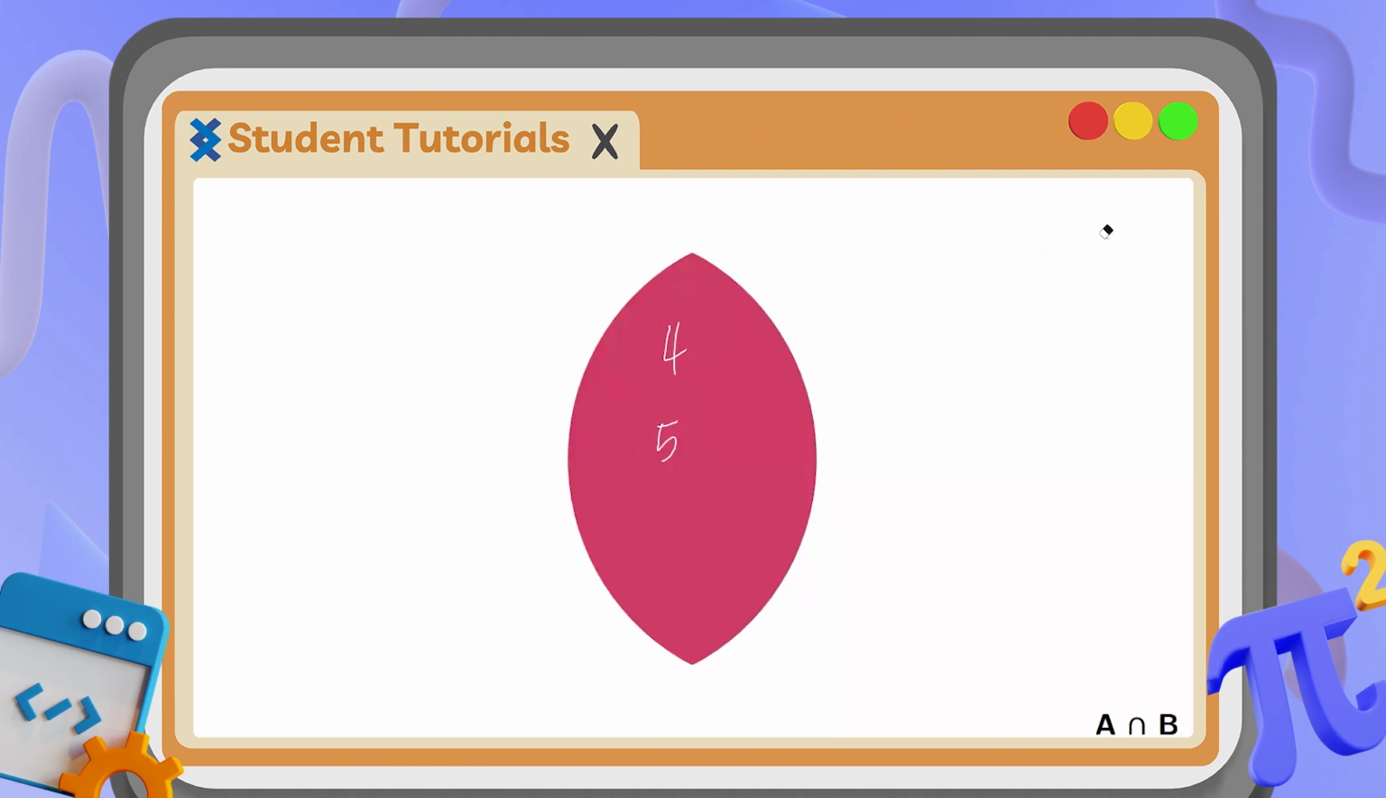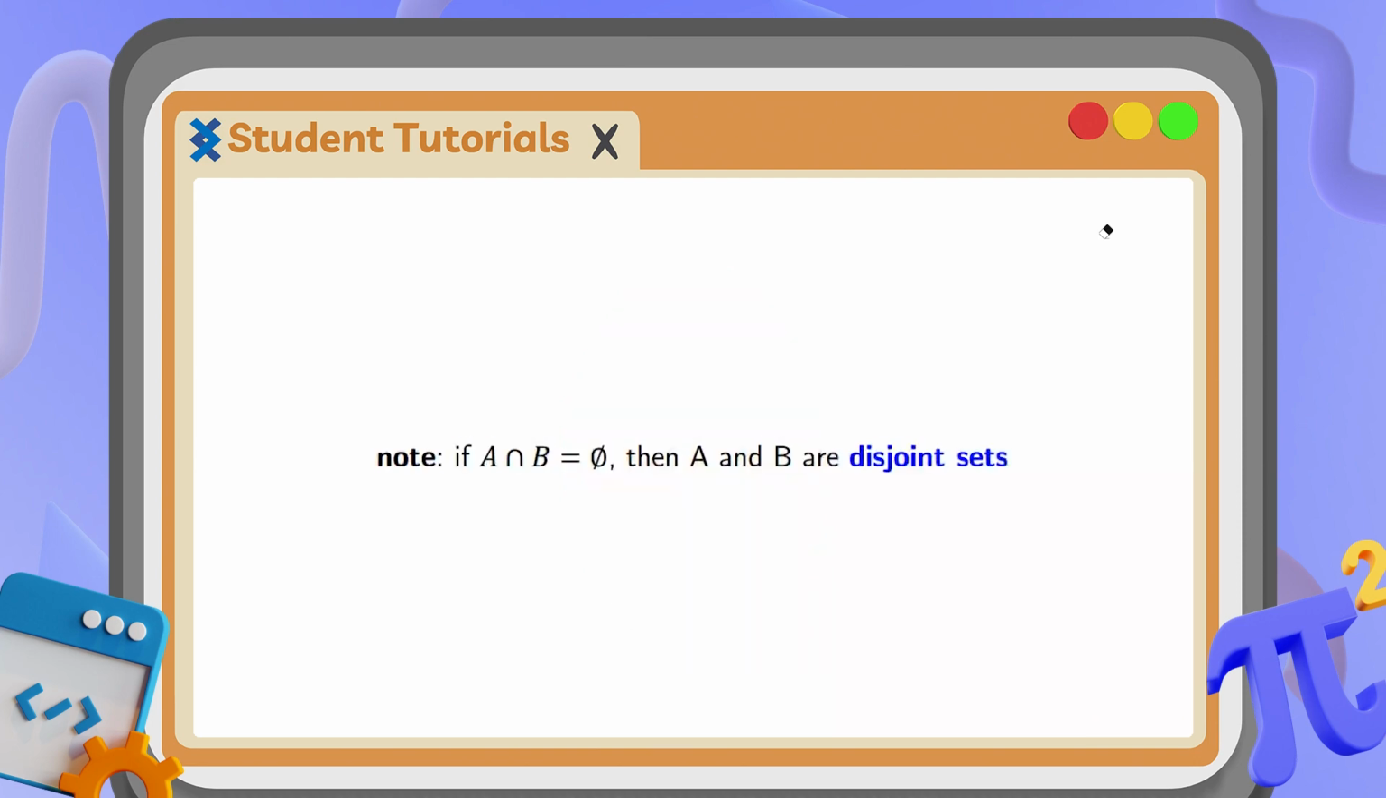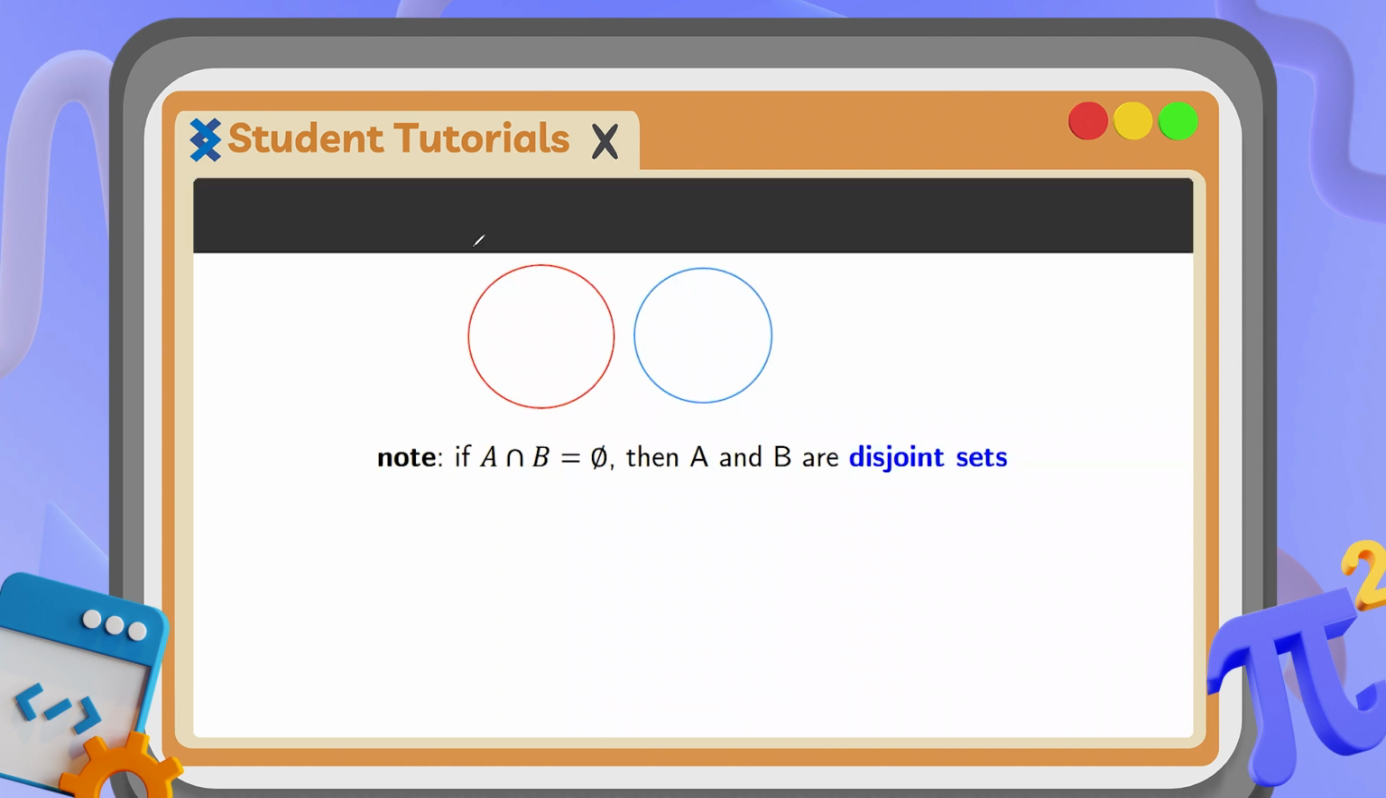So let's proceed to the next item. If A intersection B results in a null value, then A and B are disjoint. So what would disjoint sets look like? It would look something like this, where the sets don't intersect at all or don't have a common value for them to intersect. So this would be an example of a disjoint set because when you intersect them, it's just the empty set or the null set.